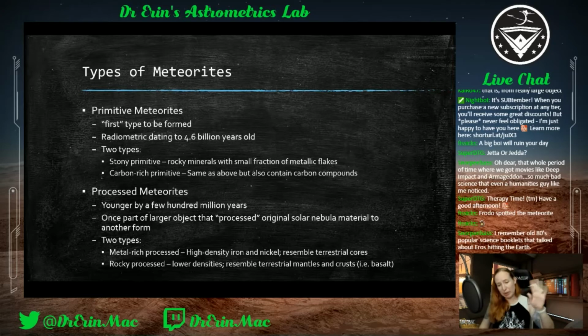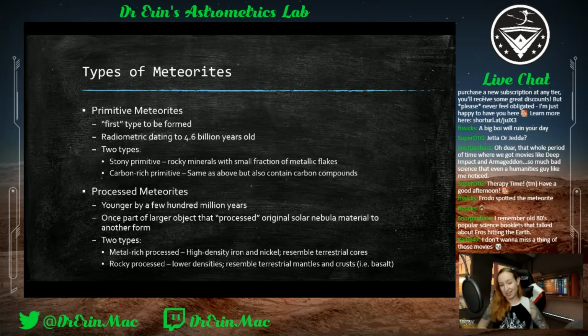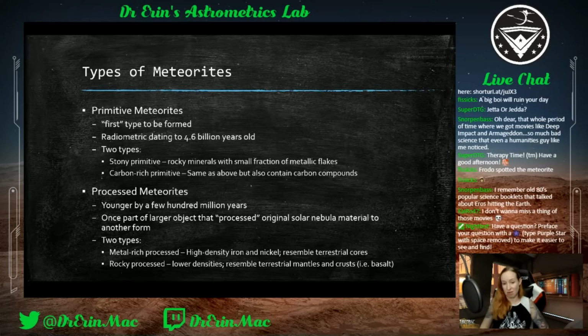All right, so we have primitive and processed meteorites, and I hope what I'm talking about with those all makes sense. They're very different compositions. It's actually fairly easy to tell the difference between them. It's basically like, did it come from something that looked like a planet, or was it just part of those rocks at the beginning that would have formed into planets otherwise?